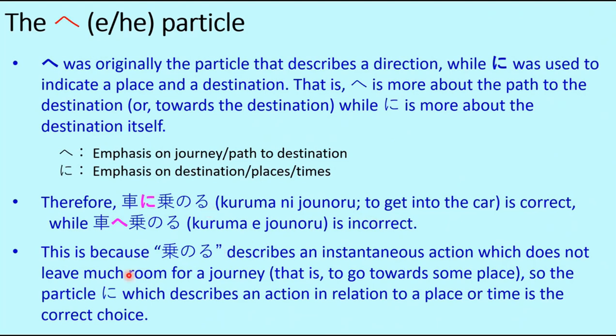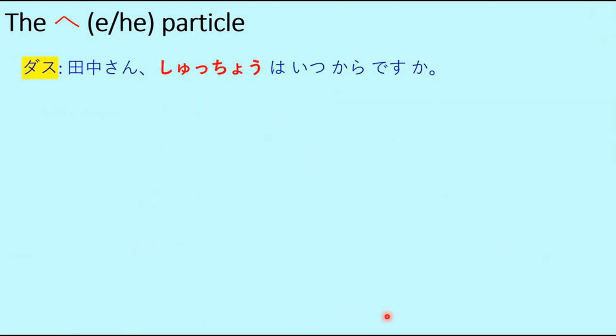So the particle ni, which describes an action in relation to a place or time, is the correct choice. And e is generally used when we talk about a certain place or destination which is at some distance, which is far away, where it will take some time to reach. So we are going towards that direction. And in that case, e is used. For example, Tokyo e ikimasu. That means I will go to Tokyo or I am going to Tokyo. So this is the fundamental difference between e and ni particle when talking about a destination.